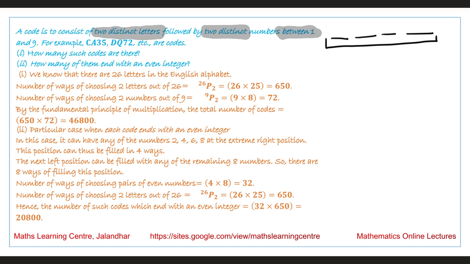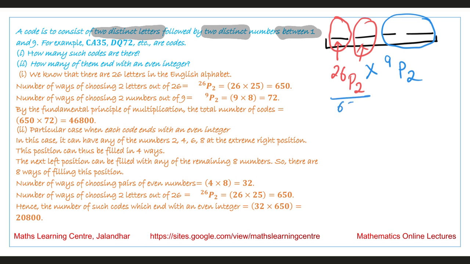Now for the first part, we will have a letter over here, and one letter over here. So basically out of 26 letters we have to choose 2, and for the next two we are talking about digits, and 2 distinct digits are required. So we have 9 digits and it is 9P2. The final answer we obtain is 650 into 72, which is 46800. So this is our final answer, 46800.